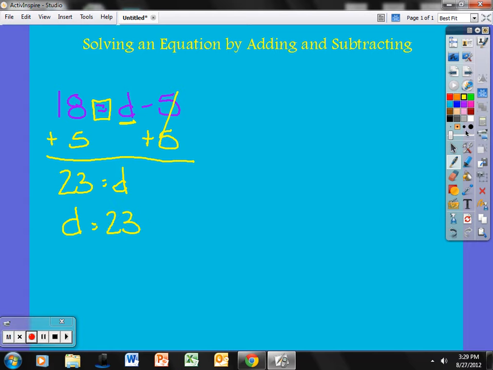Now to check this, remember what I do? I just plug in the value. I'm going to substitute in 23 for d. So let's take a look. 18 is equal to 23 minus 5. This side is already simplified. To simplify this side, 23 minus 5, that does indeed equal 18. So I am done with that problem.